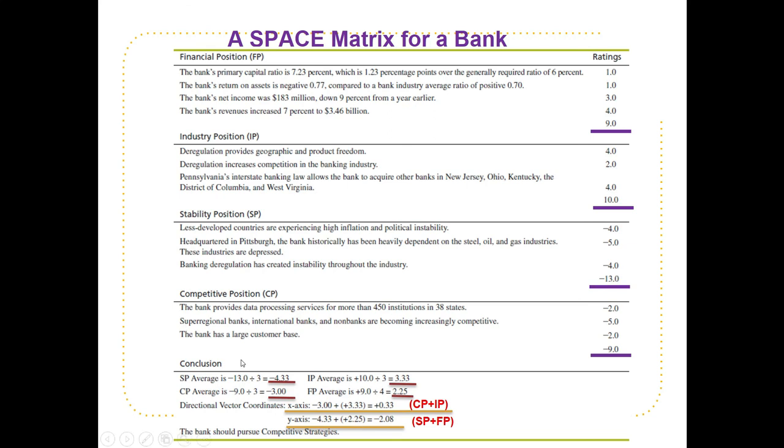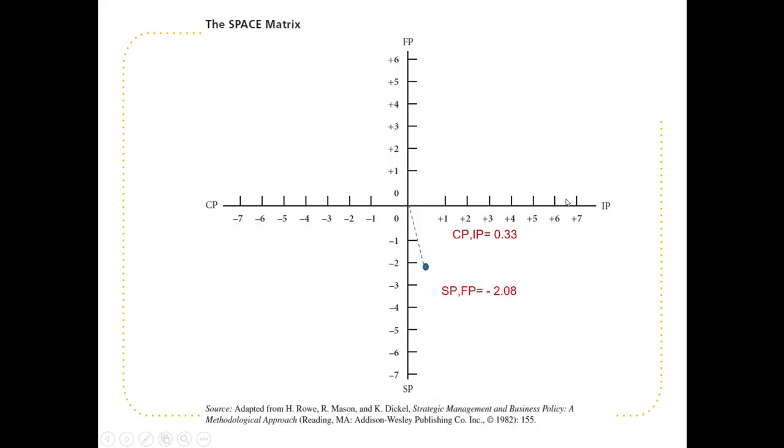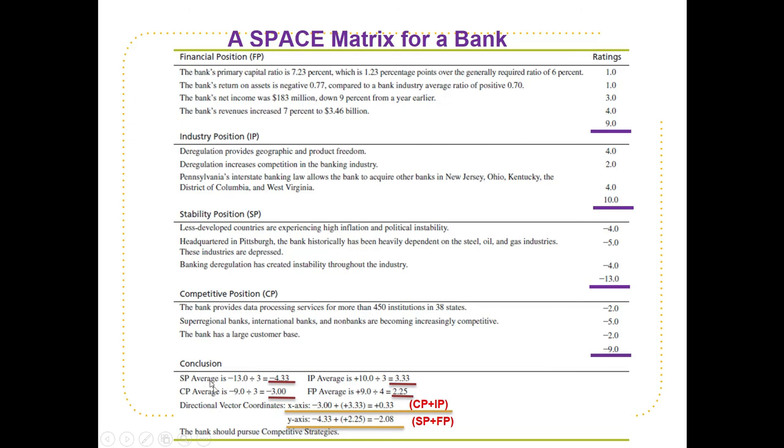After adding, you get the average. For example, in your SP, you add the values and then get the average. You divide it by 3 because there are 3 factors present here. So that is the average of your SP. Similarly with the other factors.